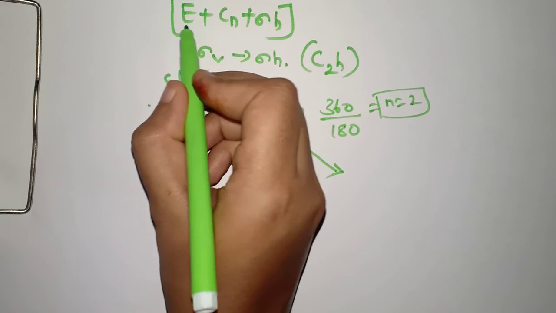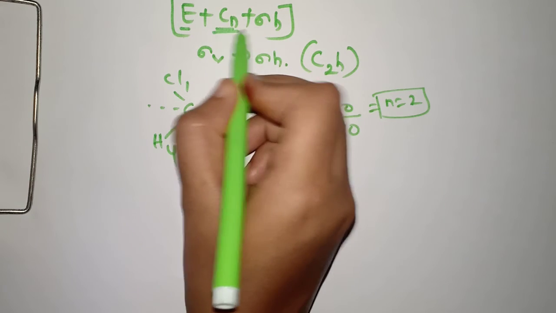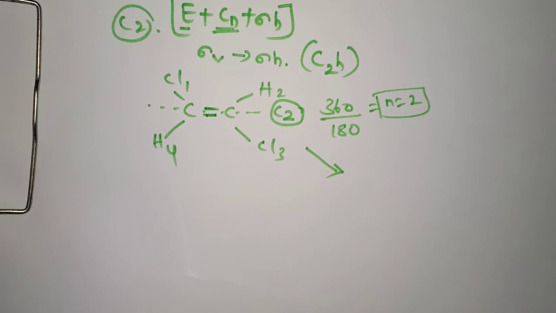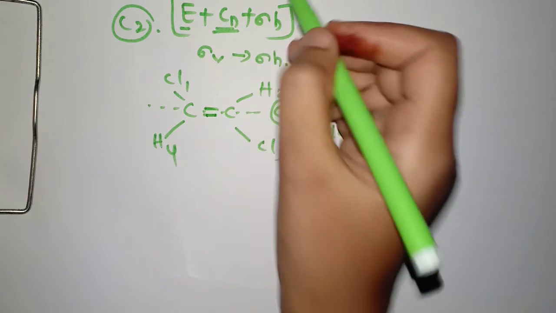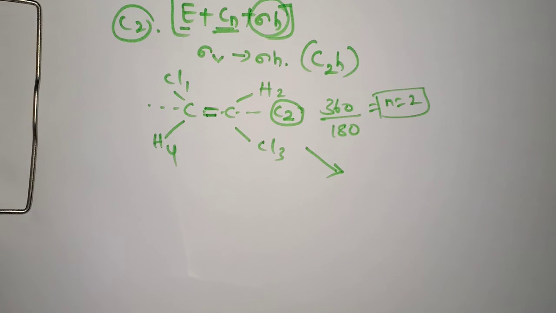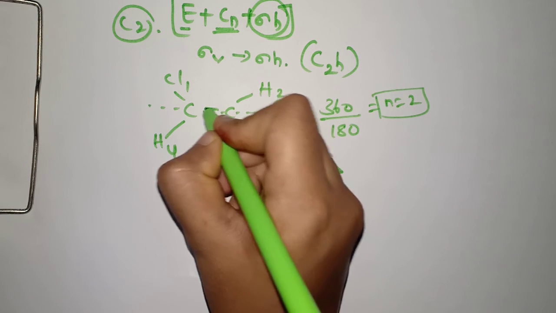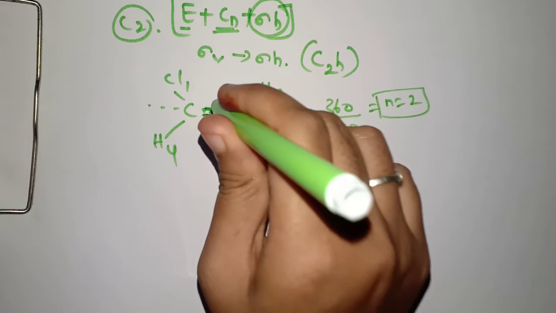Now identity is present in every molecule. Here the C2 rotational axis of symmetry, that is the two-fold rotational axis, is present in trans dichloroethylene. The next important element is sigma H, that is the horizontal plane of symmetry. What is a horizontal plane of symmetry? It is the imaginary plane which is perpendicular to the principal axis. This is the principal axis.